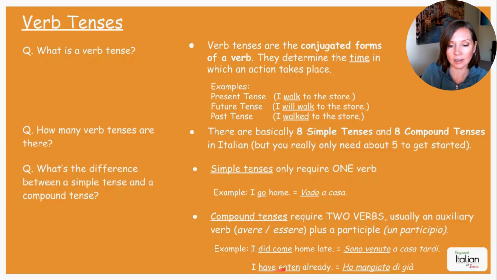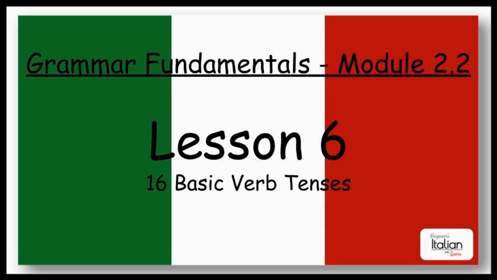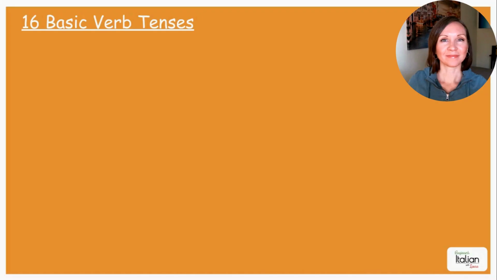Or I have eaten already. So ho, avere. Ho is a conjugated form of avere in the first person singular. And then mangiato would be the past participle of mangiare. So as you can see, it's a compound because you're putting 2 verbs together. Okay, so we have the 16 basic verb tenses.